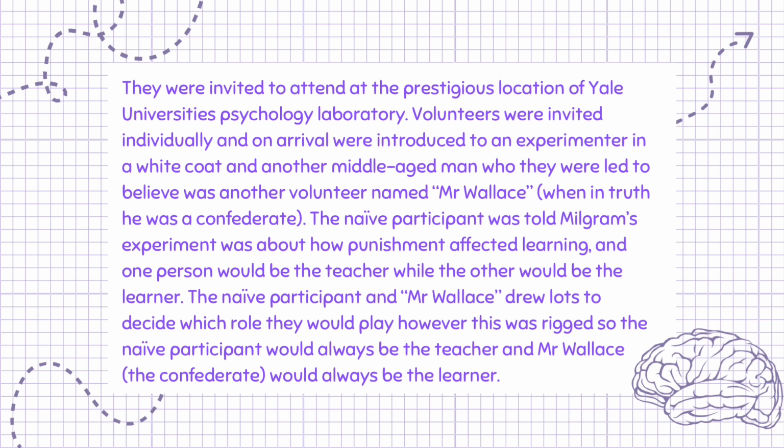The naive participant was told Milgram's experiment was about how punishment affected learning, and one person would be the teacher while the other would be the learner. The naive participant and Mr. Wallace drew lots to decide which role they would play. However, this was rigged, so the naive participant would always be the teacher and Mr. Wallace, the confederate, would always be the learner.